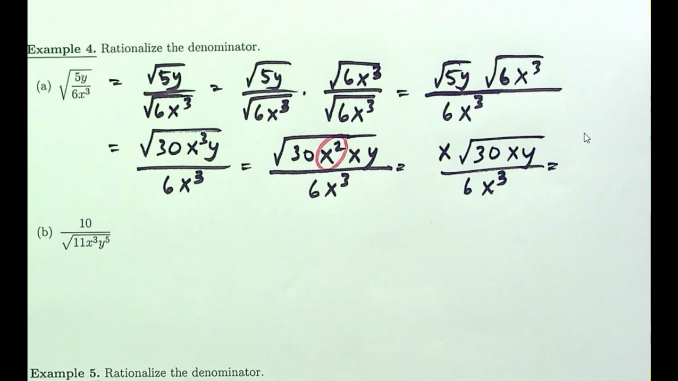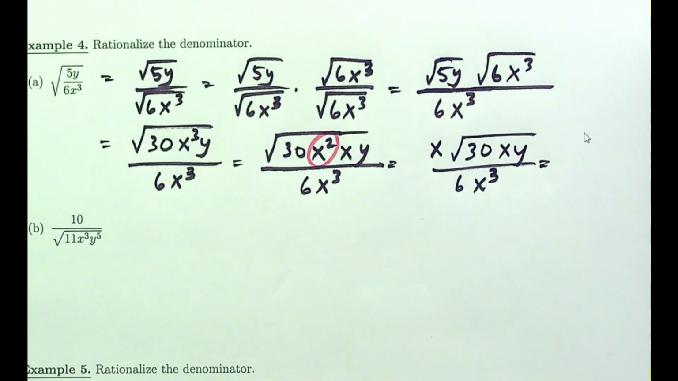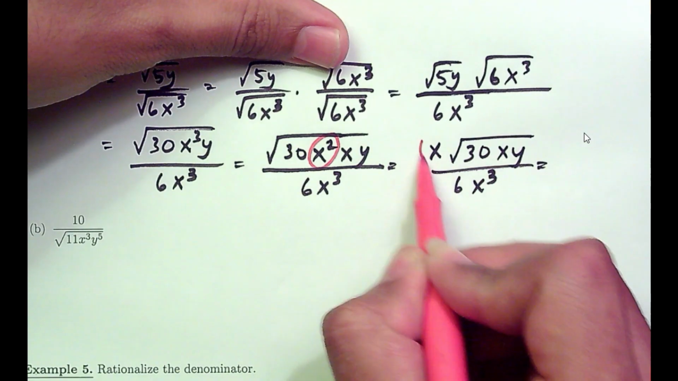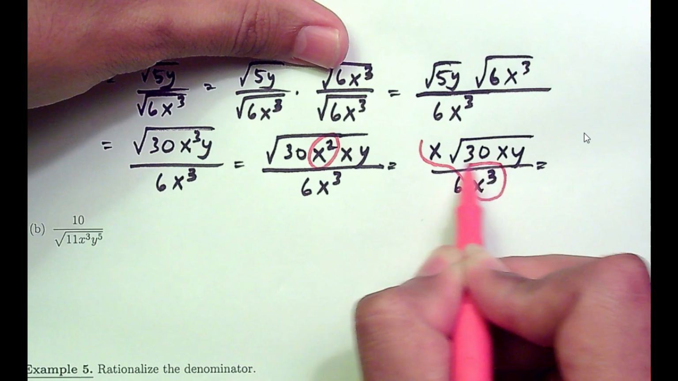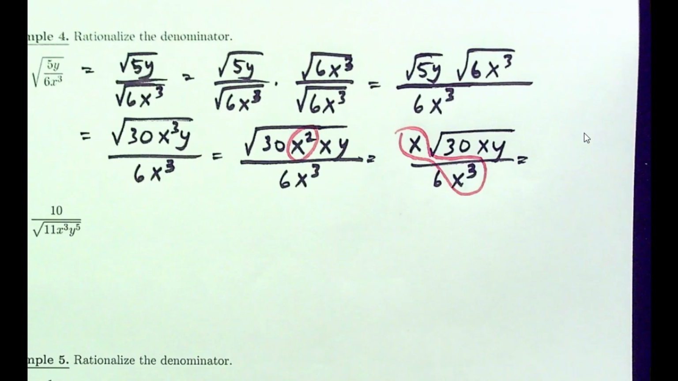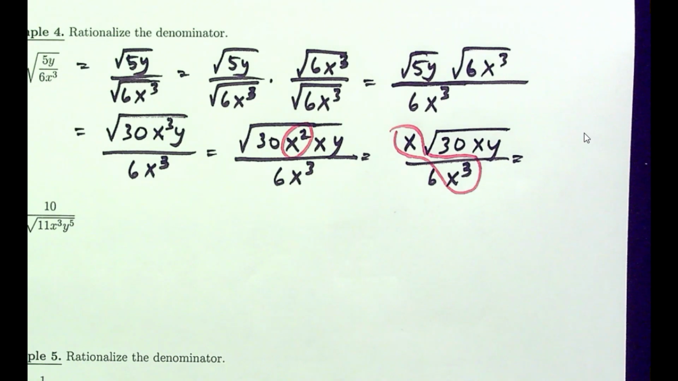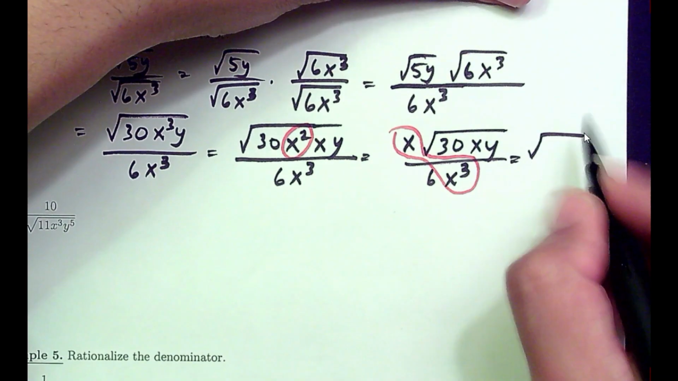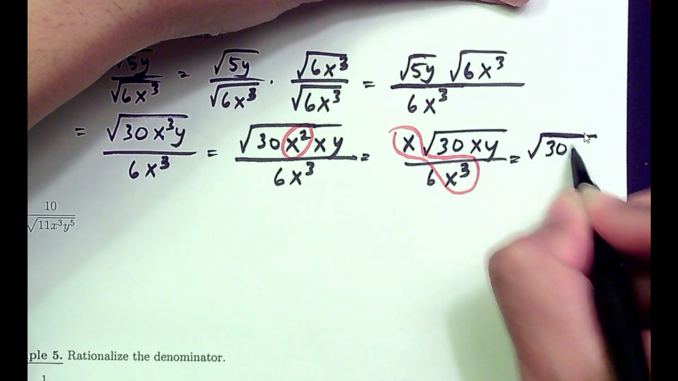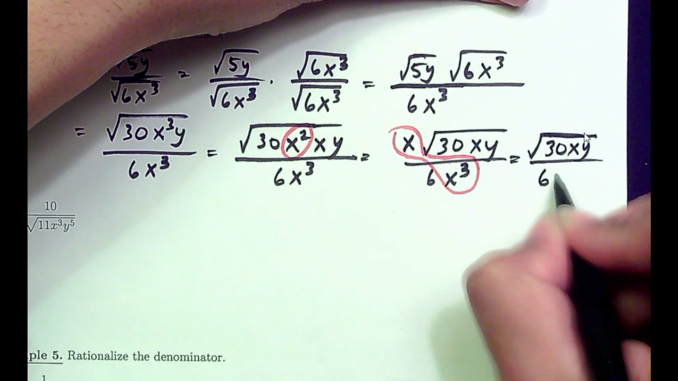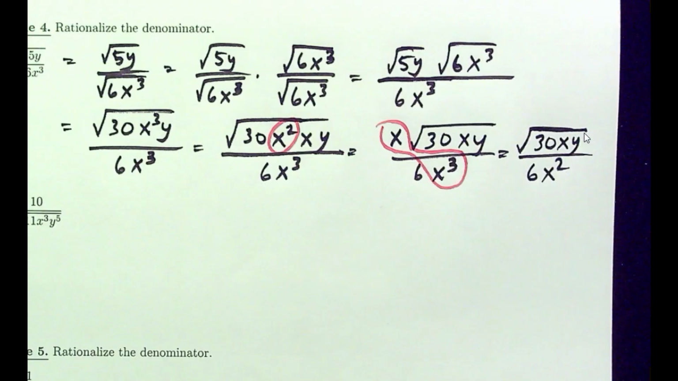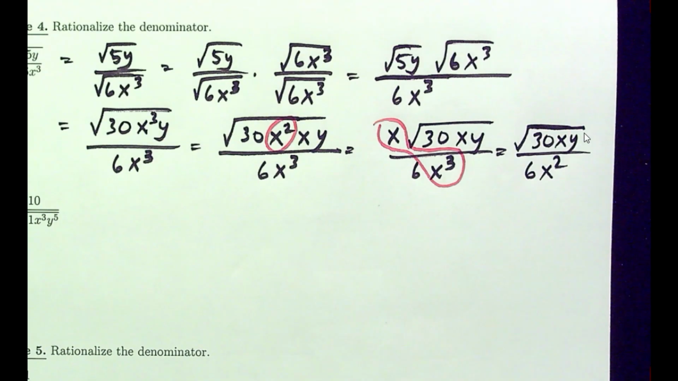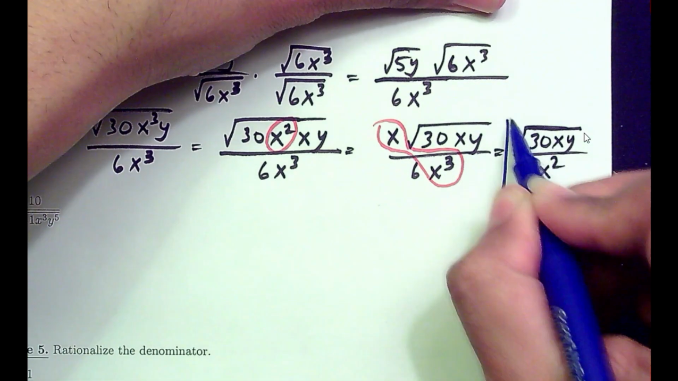And lastly, one more step. You can simplify those x's that are outside. You cannot really touch an x outside with an x inside. Okay, you can simplify those. You have one x on top and 3 on bottom. By canceling 1, you would have 2 on bottom left over. So this would be the square root of 30xy over 6x squared. Or just subtract the exponents. 1 minus 3 is negative 2. The fact that it's negative means it's on the bottom. Okay, so there you have it.